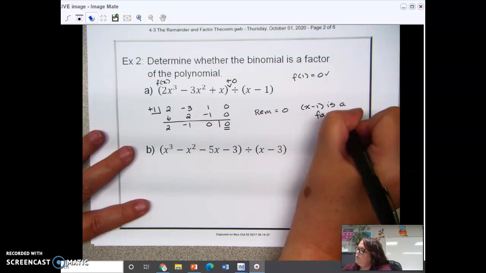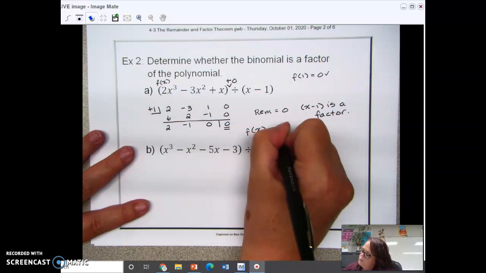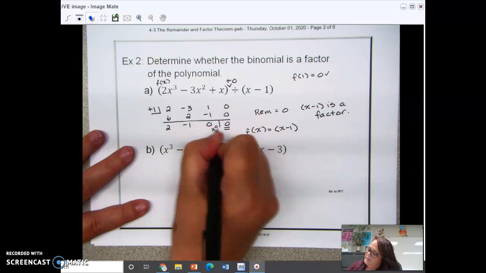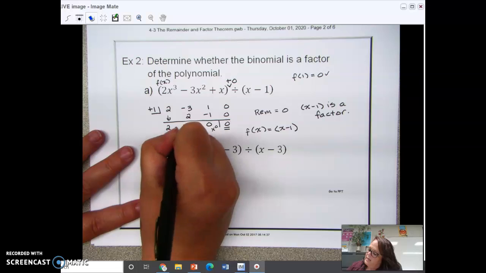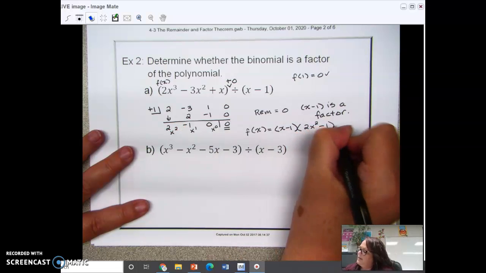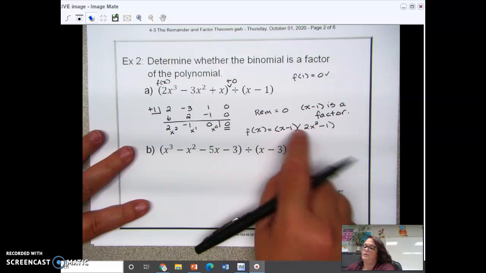And then just to show you that it's a factor, we could say that f of x is equal to the divisor x minus 1 times the quotient. So this is x to the 0, x to the first, and x to the second. So it's times 2x squared minus 1, and I don't have a remainder, which means x minus 1 has to be a factor.